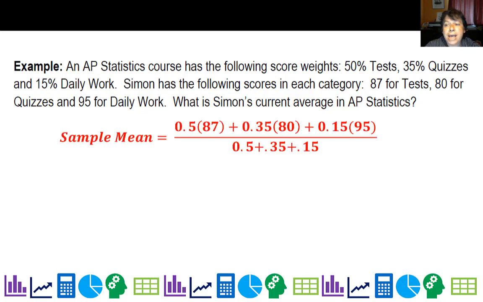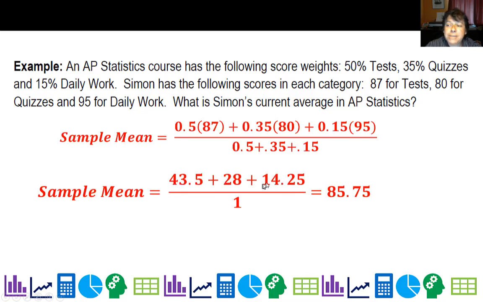Well, I'm just going to show you, it looks a lot like the mean formula in general, or average formula, and I'm multiplying the weight. I personally prefer to work in decimal, but this will actually work with percents. But since percents don't work for everything, I stick to decimal. So 50% is 0.5. I'm going to multiply that by 87, 35% of 80, 15% of 95, and then add the weights down here. I end up with basically 85.75 points over a total weight of 1. So Simon's current average is pretty close to an 86.